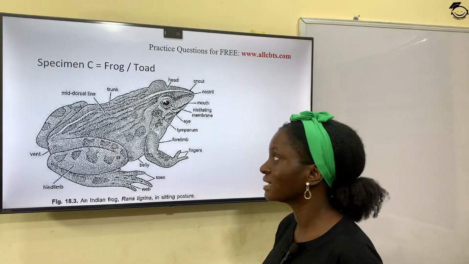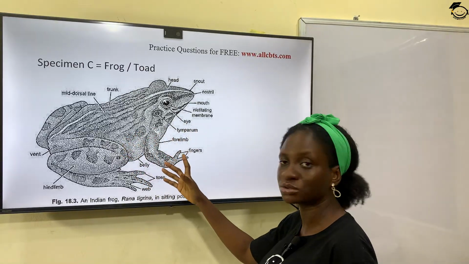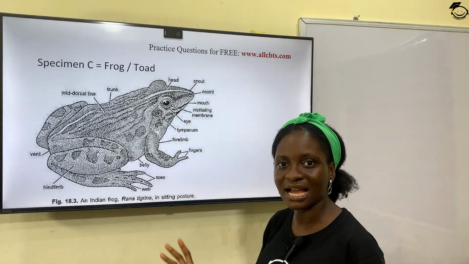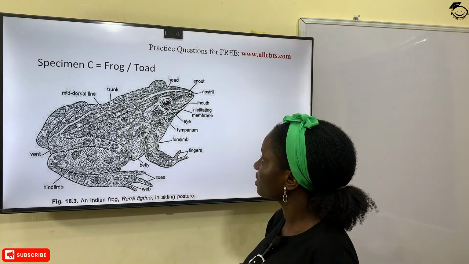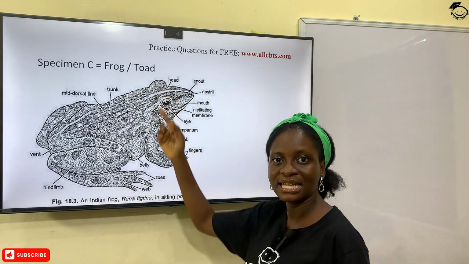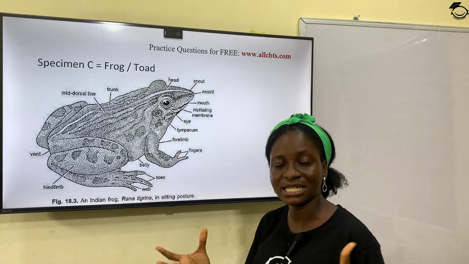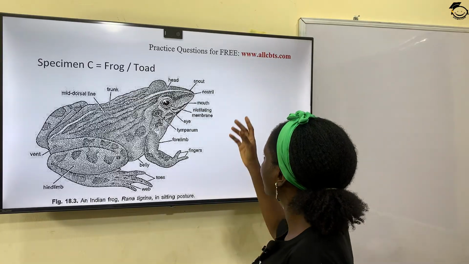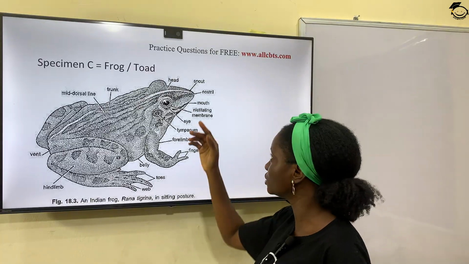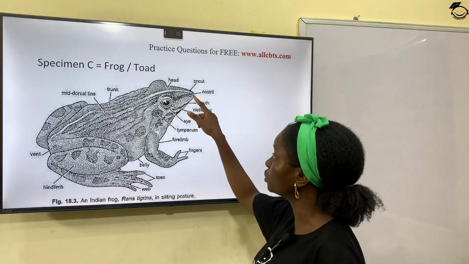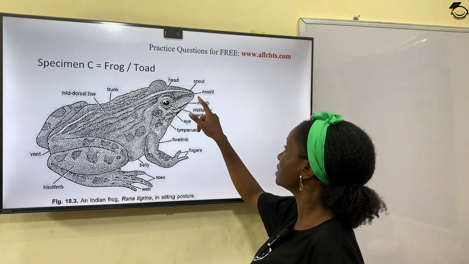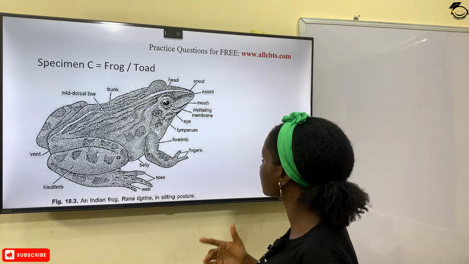Specimen C is frog or toad. So they have similar parts. They are identical. So when you have a toad in front of you, you're able to label the head. The function of the head is that it houses the brain. Then the snout is just a little above the nostril. It contains the nostril. The nostril, a little above the mouth, is for breathing, to smell.